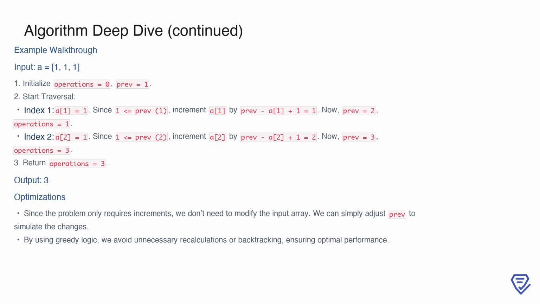Moving to index 2, A[2] equals 1, which again is not greater than previous. We increment A[2] by previous minus A[2] plus 1, which is 2. Now, A[2] becomes 3, previous is updated to 3, and we add 2 to operations. The traversal is complete, and the total operations required are 3. This example demonstrates how the algorithm ensures the array becomes strictly increasing with the minimum number of adjustments. Additionally, since the problem only requires increments, we don't modify the input array itself. Instead, we simulate these changes using previous, ensuring optimal performance.